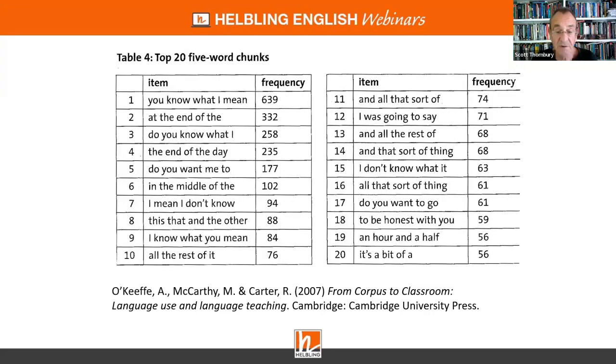Here's a number of expressions from the corpus. The most common chunks in spoken English, from a corpus, which is a huge database of spoken language, or spoken and written language. You know what I mean? At the end of the, at the end of the day, do you want me to, in the middle of it? I mean, I don't know. Is that this, that, and the other? I know what you mean. All the rest of all this.